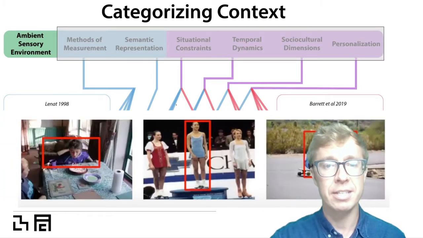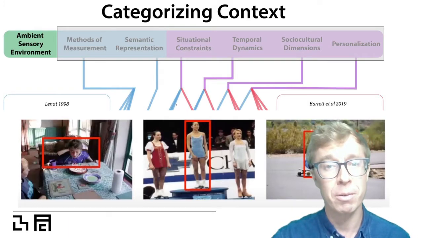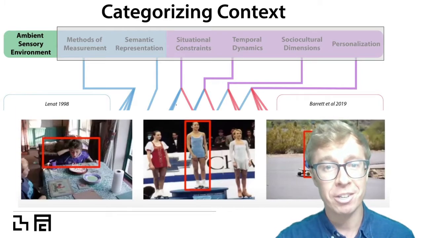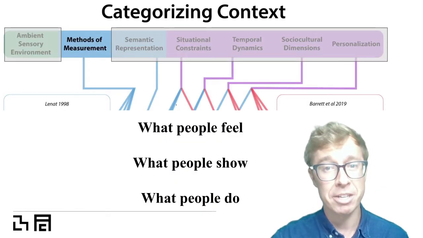Now, the first of these is ambient sensory environment, which doesn't seem to appear in either ontology. This dimension refers to information about what's going on in the foreground or background of an image, the ambient noise, the temperature, or anything else in the immediate environment beyond the first expression noticed. Now, next is methods of measurement.